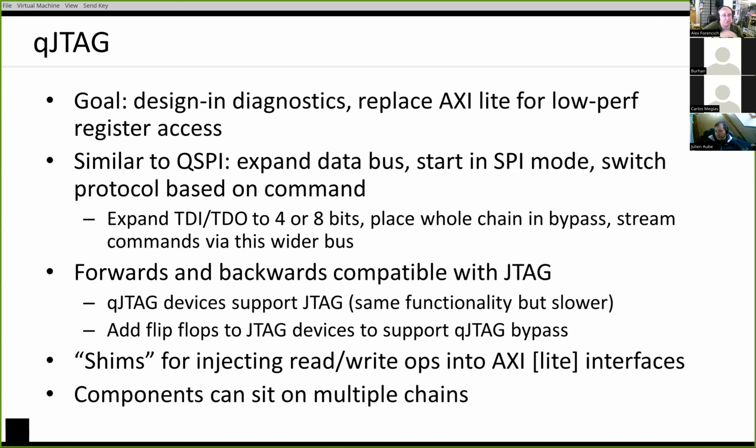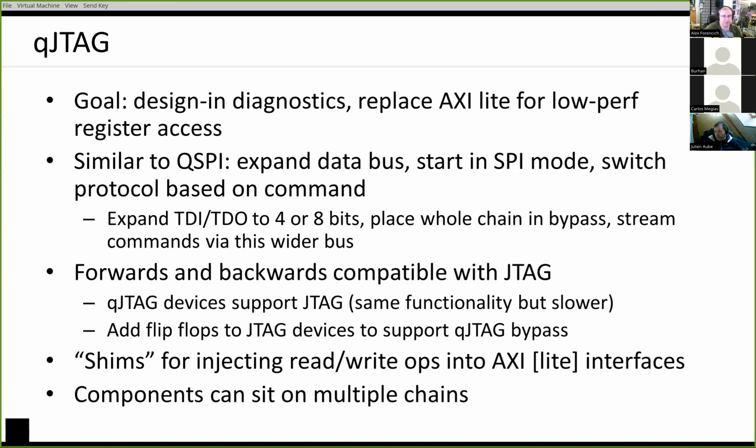And the cool thing is that if you put the whole chain in bypass, you can put regular JTAG devices on the chain as well. Yeah, you need to add a couple of flip-flops in parallel with the device to expand the TDI TDO, but that's not a big deal. And then with QJTAG, the idea is that you can run it in JTAG mode. So if you build a JTAG chain, you can talk to QJTAG devices as well. The plan here is to basically build this specifically for register and memory read-write type operations. So it'll be a relatively restricted protocol. You can't do whatever you want.